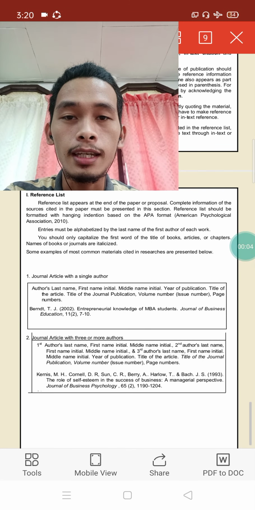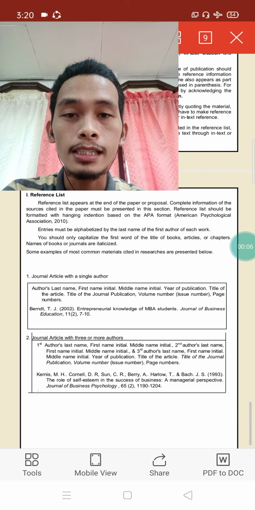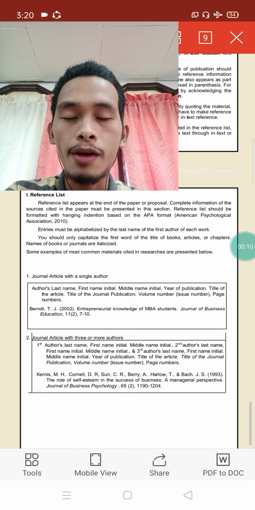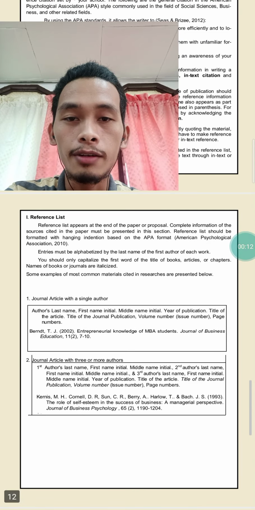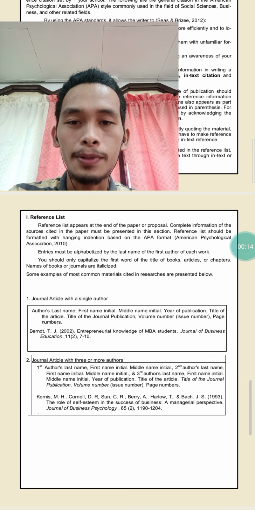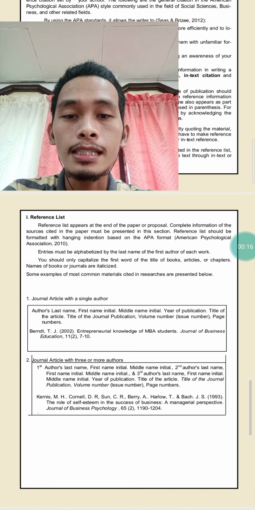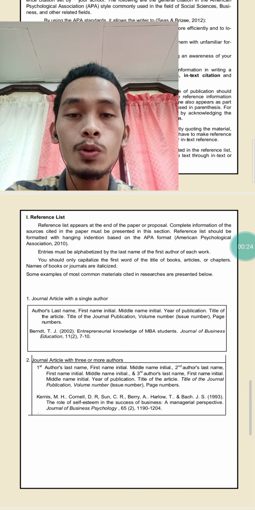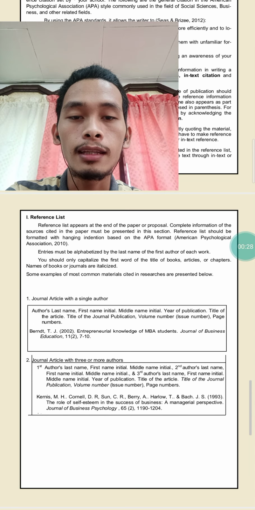I will be discussing in this lecture reference lists, diba? How to prepare the references of your research paper. Okay, what is a reference list? The reference list appears at the end of the paper or research proposal. Complete information of the sources cited in the paper must be presented in this section.